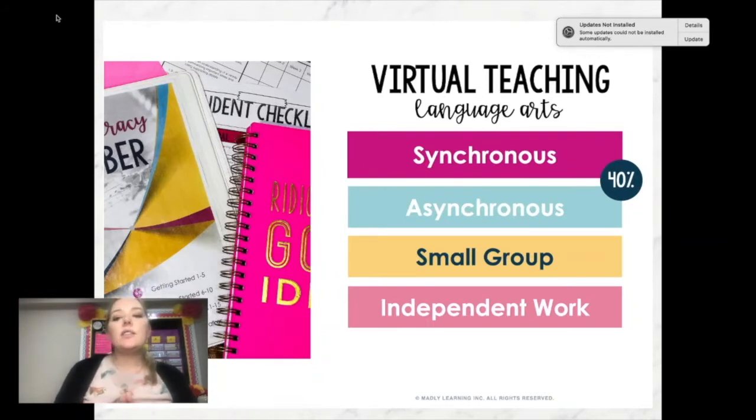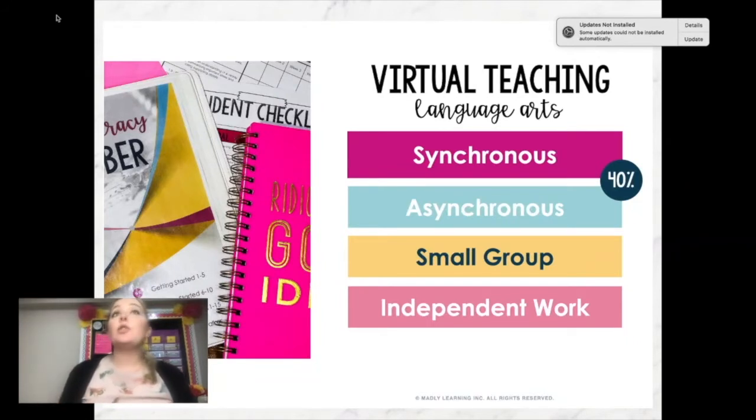Now, asynchronous and synchronous instruction, your district may give you different percentages. This is my proposed plan, and the balance between both of these can be determined by the teacher as well as by the expectations from your district or school board. So between asynchronous and synchronous learning, this should take about 40% of your entire language time. Students should be engaged in a lesson or an activity during 40% of their time.